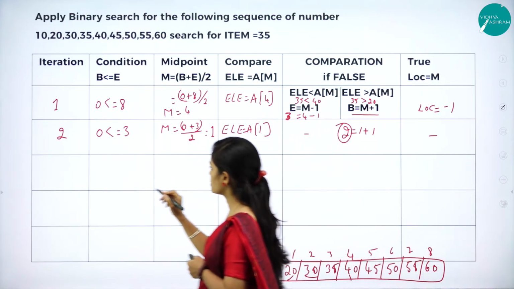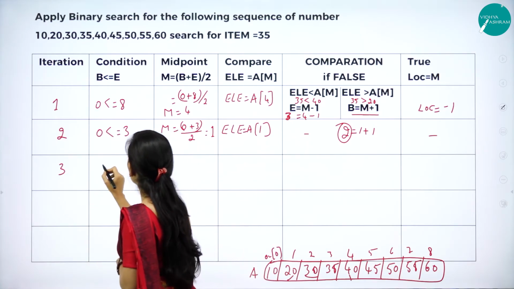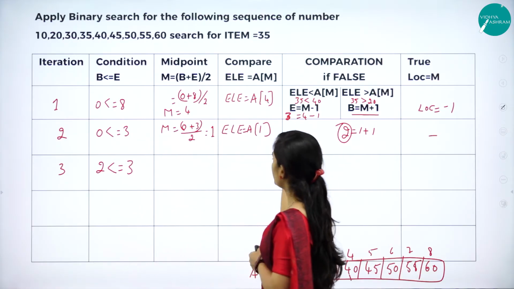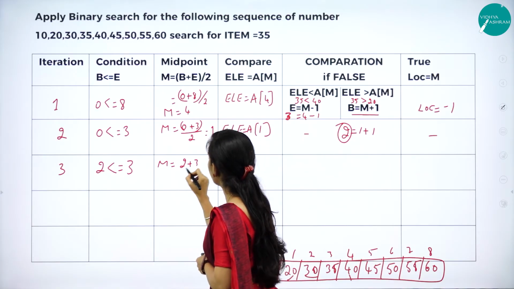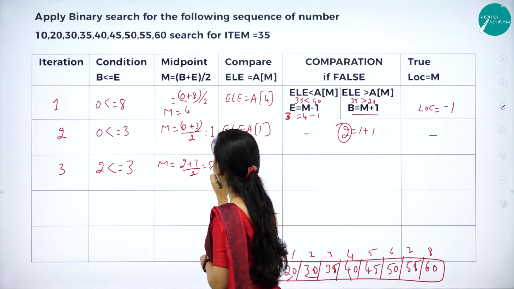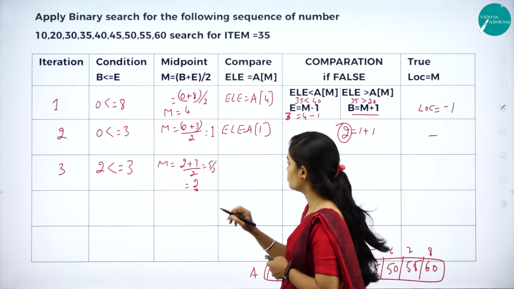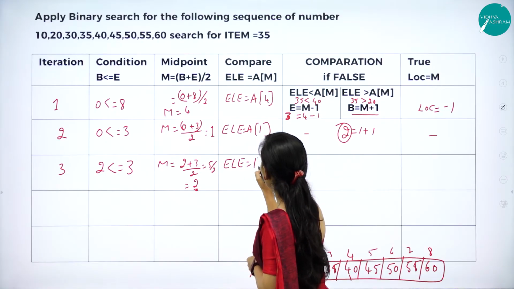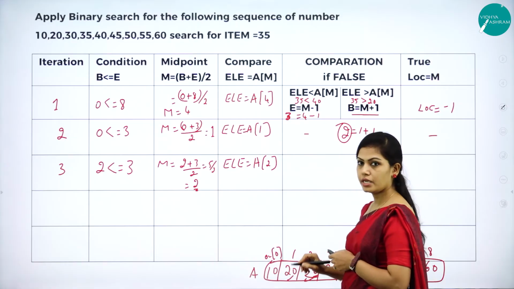In the third iteration, B value is 2, which is less than or equal to E value, which remains the same, that is 3. Find the midpoint: 2 plus 3 by 2, it is 5 by 2. I will take 2, the integer value, the first value I will assume. So here the element is A of 2. A of 2 means what? It is 30.